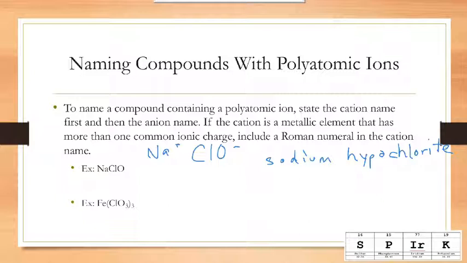So here we have Fe(ClO3)3. If we uncrisscross, we can tell that we have Fe3+ and ClO3-, which is our chlorate ion. So when we write this, since iron can exist as Fe2+ or Fe3+, we need to indicate that. So we write this as iron(III) chlorate.